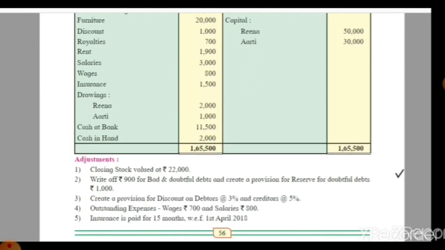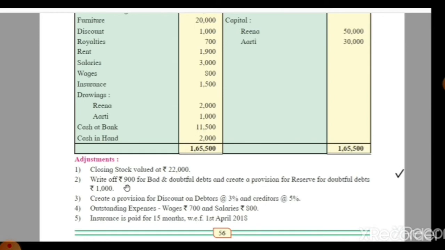Now we read the adjustments. Along with reading, we put a tick mark on the trial balance items which are to be adjusted. So the first adjustment: closing stock valued at rupees 22,000. So at the end of the year, closing stock remains, that is 22,000. Here we give the effect of this on the credit side of the trading account and the asset side of the balance sheet. So there is no need to put a tick mark on the trial balance items.